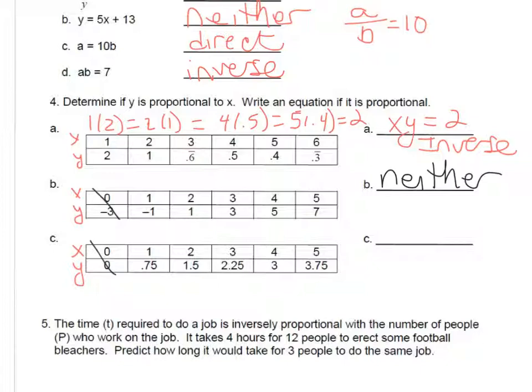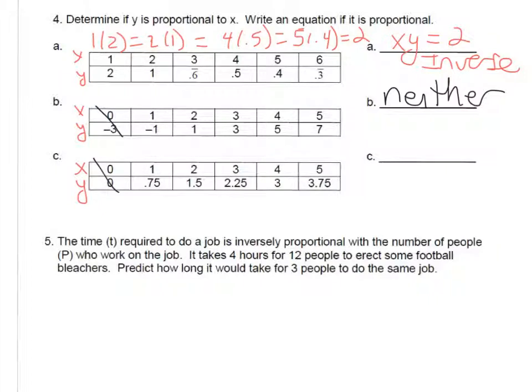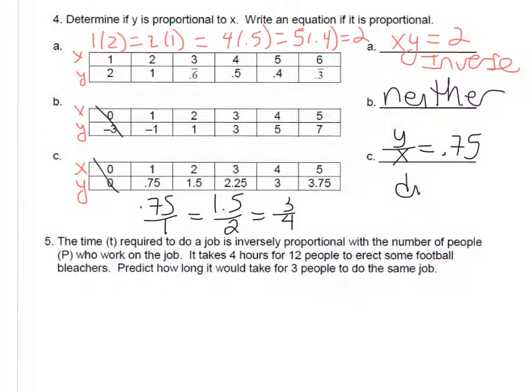And now if we look at C, all these fractions. Ooh, I see some integers over here with the 3 and the 4. I know that 3 divided by 4 is 0.75. So if I do 0.75 divided by 1, is that the same as 1.5 divided by 2? Yes. Half of 1.5 is 0.75. 3 divided by 4, 0.75. So all of those, if I do y divided by x, we get 0.75. So that is direct.